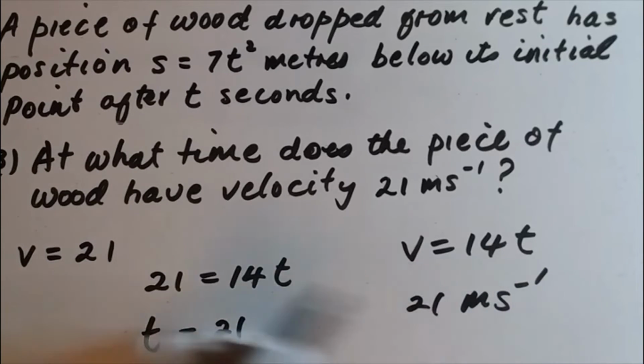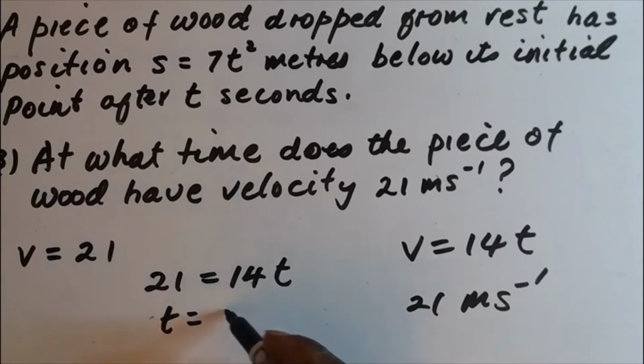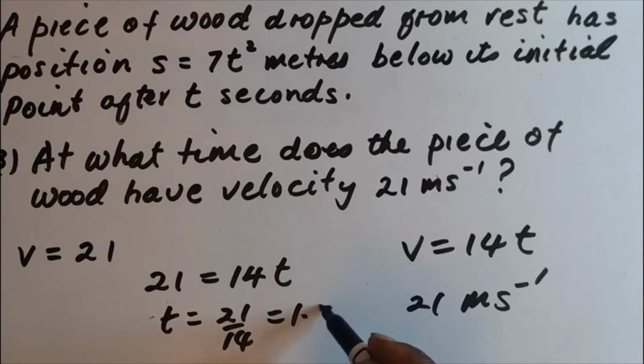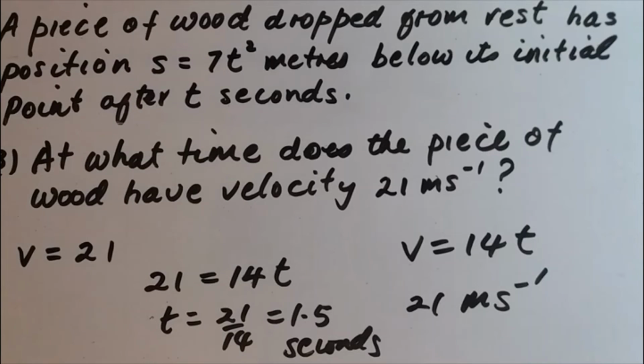Let me just write this clearly here. So t is equal to 21 over 14, which is equal to 1.5 seconds. And to summarize, the piece of wood has velocity of 21 meters per second after 1.5 seconds.